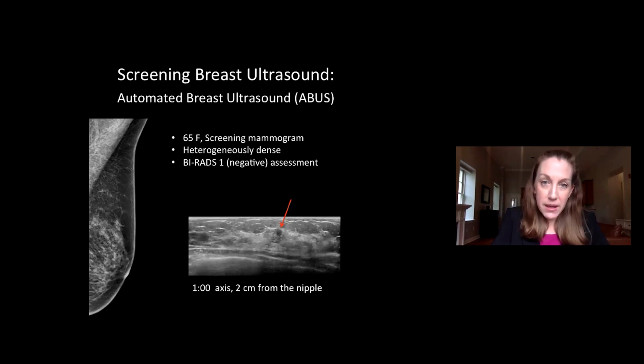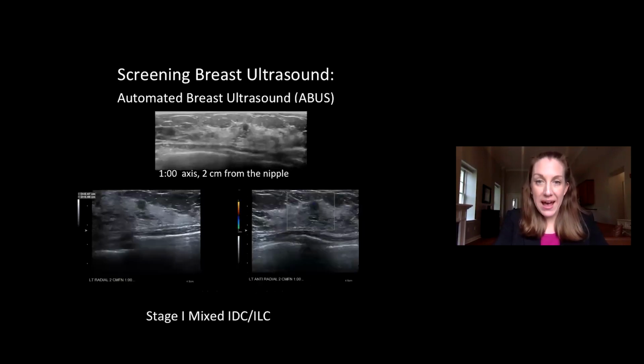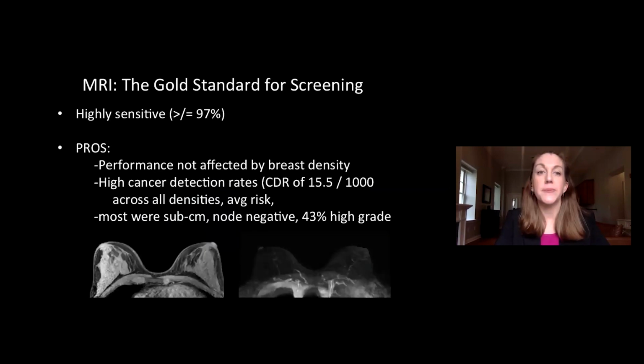On the left is a mammogram, 65-year-old female for screening. She has heterogeneously dense breasts. That mammogram was interpreted as negative. However, she underwent screening ultrasound, in this case, the automated breast ultrasound, which is one type, and it identified a very small mass sitting in her dense tissue. On subsequent diagnostic ultrasound images seen below, you can see that that suspicious mass with irregular margins persists. This was biopsied and yielded a small, stage 1 mixed invasive ductal and lobular cancer.